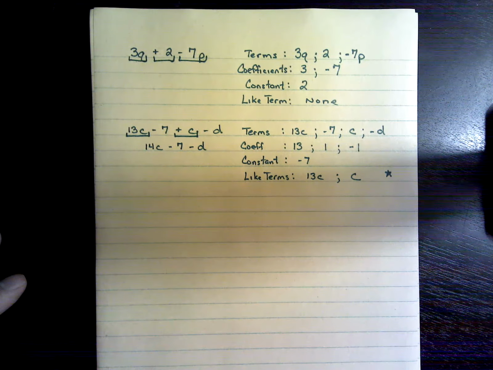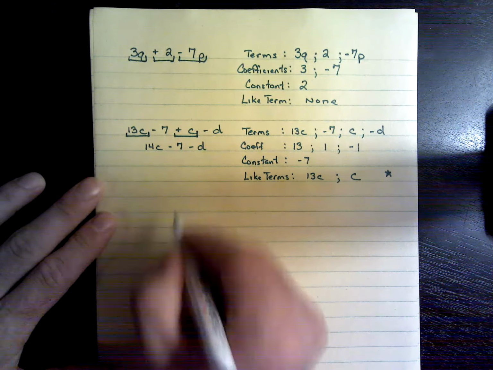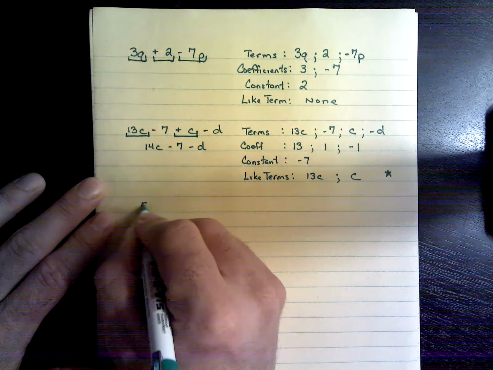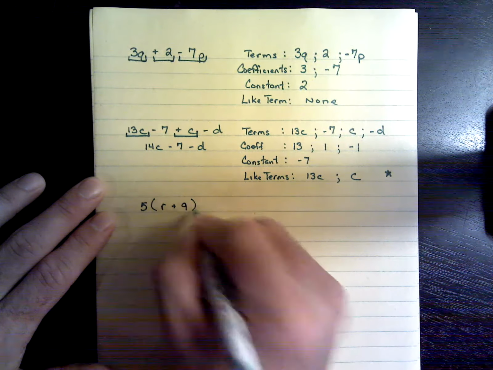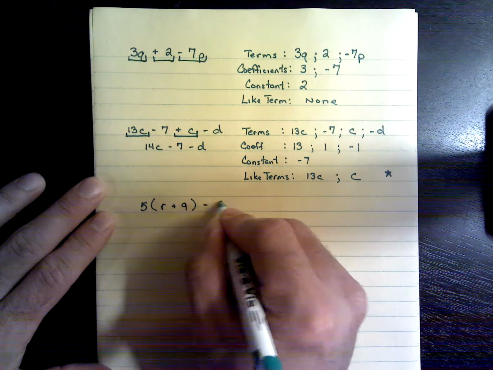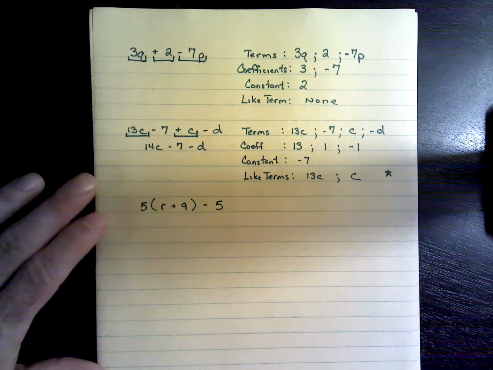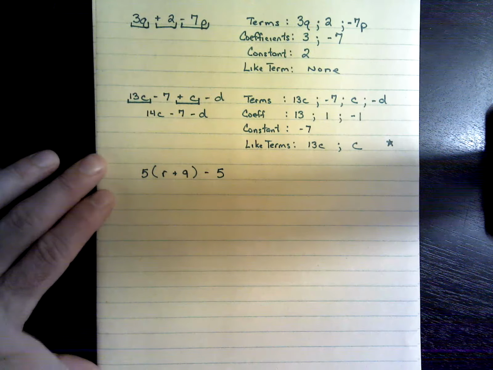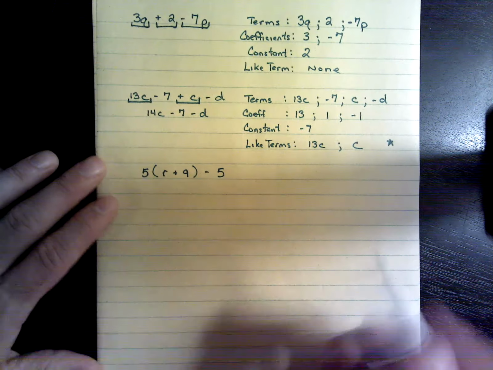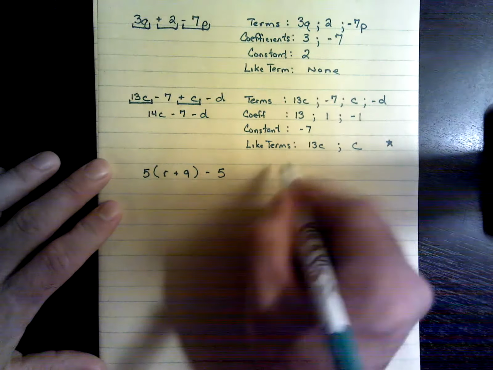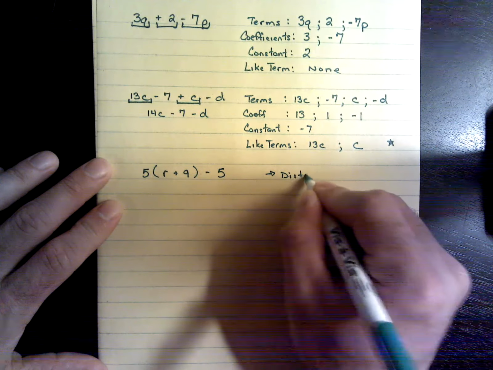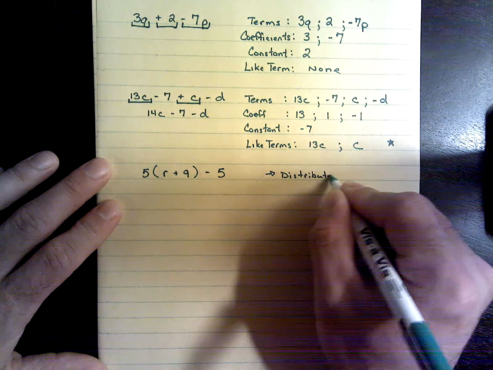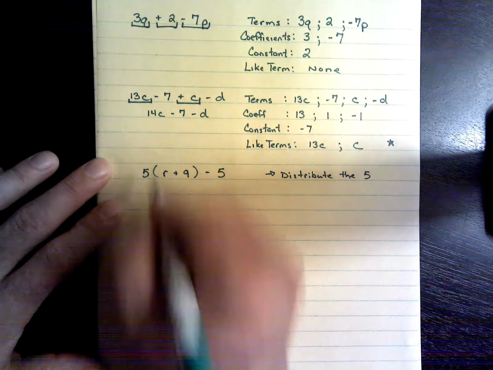term to combine with. Now, if we wanted to get into something a little bit more complex, let's take this example. Now, we're not going to go through everything. We're going to talk about the simplifying part here. So we have 5 times the quantity of r plus 9, and we're going to reduce that by 5. And all I want to do is simplify this expression. So in order to do that, I have to get rid of these parentheses. Now remember, in order to get rid of the parentheses, we want to use the distributive property. So we're going to distribute the 5.